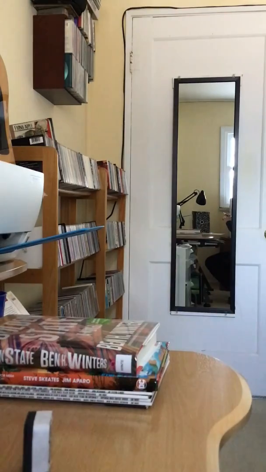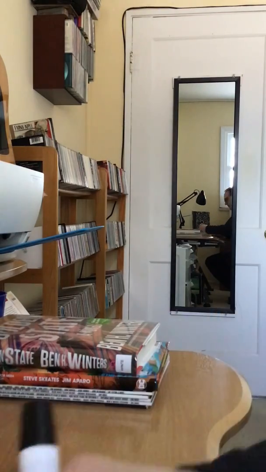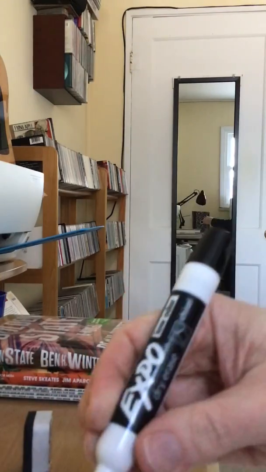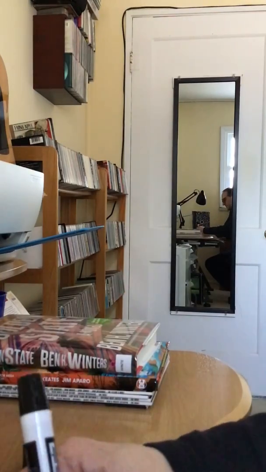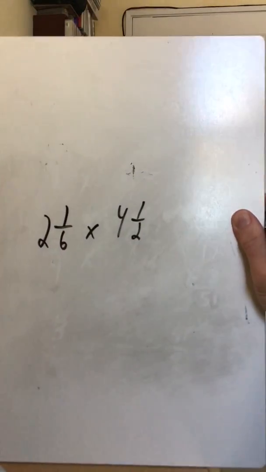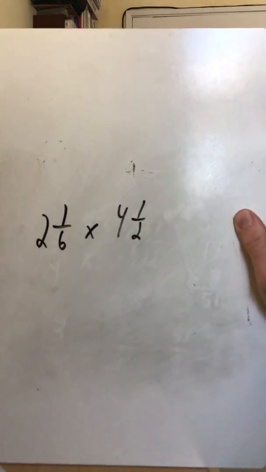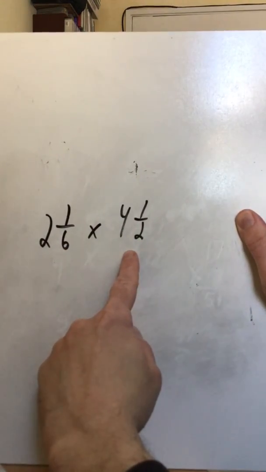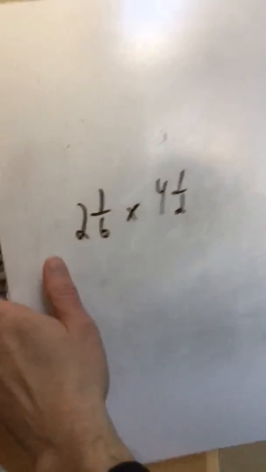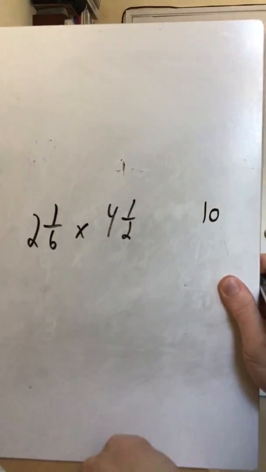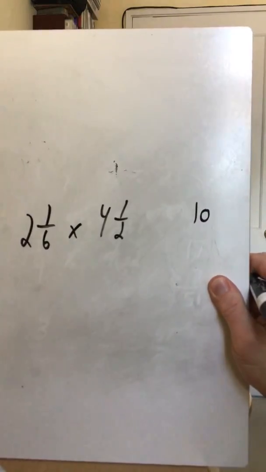We're going to go with 2 1/6 times 4 1/2. Okay, there we are. So we can once again do our estimation. Here, I'm going to say that's 2, and that's about 5. So 2 times 5 is going to give me 10 for my estimate. So that's a good way to check and see if everything is going all right.